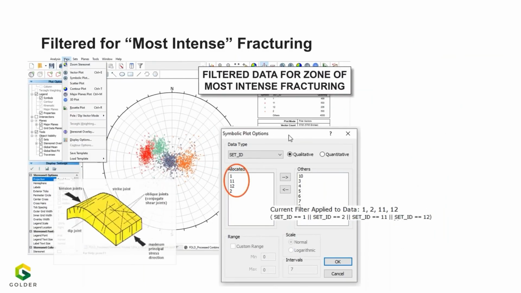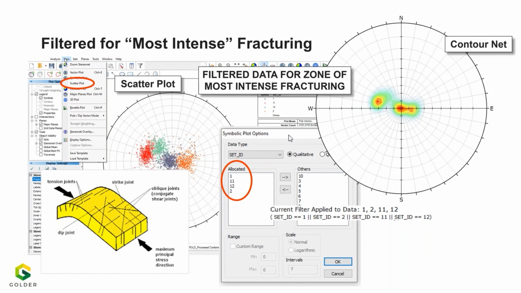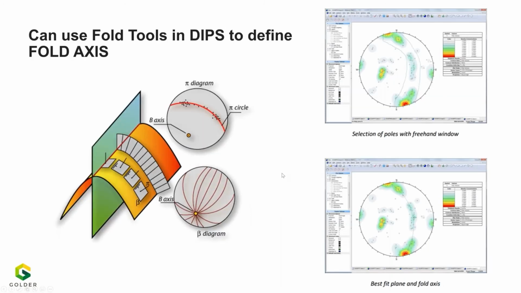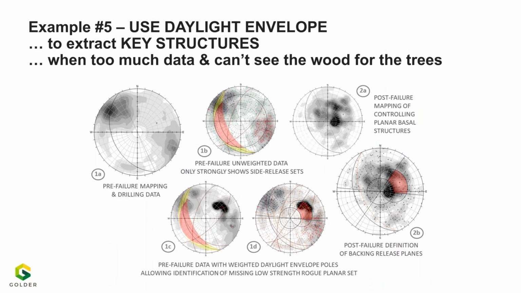And here's the filtering, which Angela showed you earlier on a scatter plot. And there's the contour net, which we end up with from that fold, just for the most intense fracturing. So you would have defined 2 joint sets, but now you know it's a fold. So these are things you need to be looking for on the net. And you can do it in Dips. There's a function for fold analysis. So use these tools.